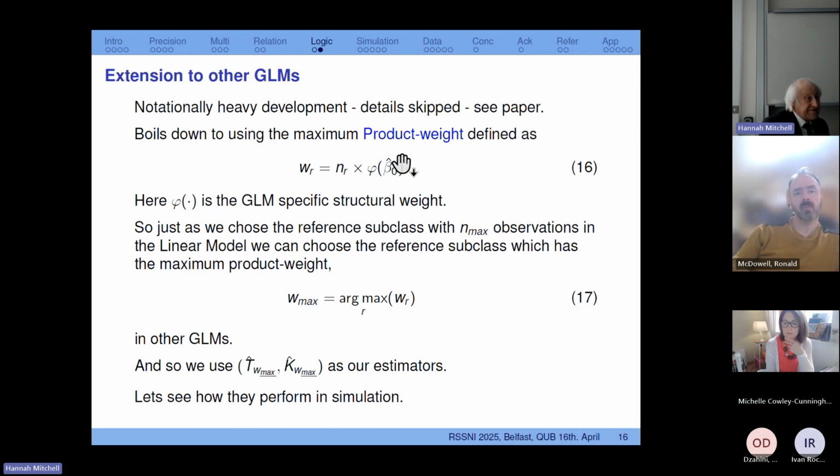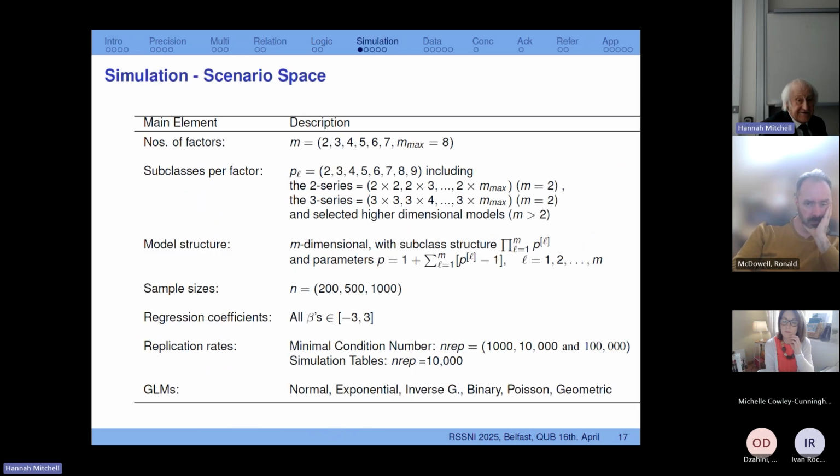Okay, so that does require some calculation, but there's a workaround for that. So just as we chose the reference subclasses using n, we're now going to do it using w, and now we're going to have a vector of these if we have m categorical variables, and so we use these 2 statistics which we can compute as our estimator. And let's see how they perform in simulation.